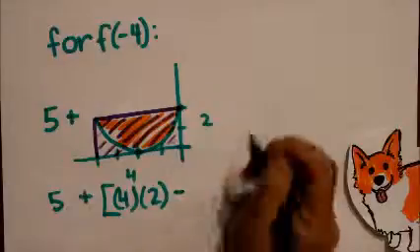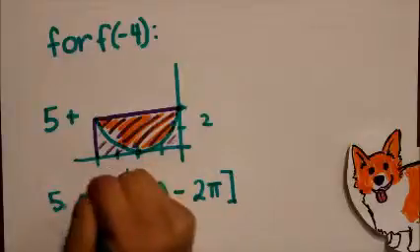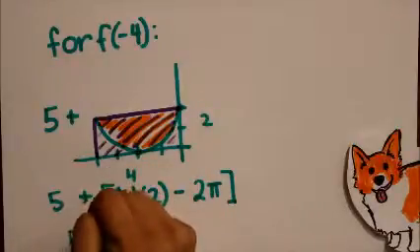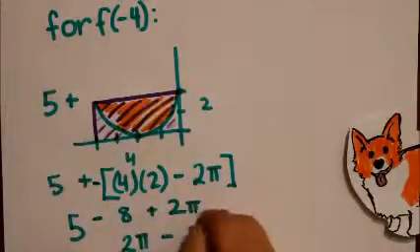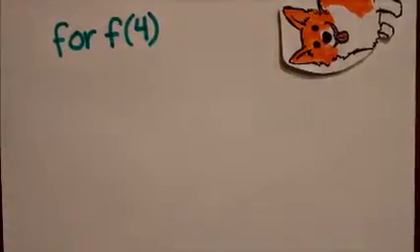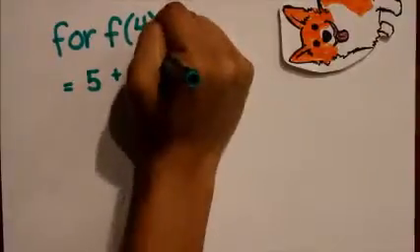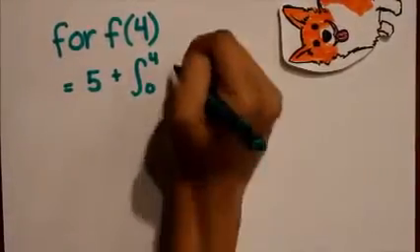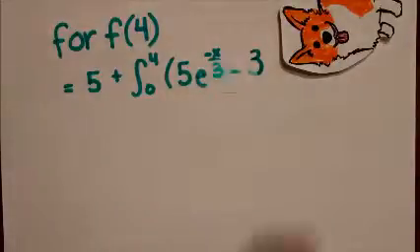Now let's do f of 4. This one is much simpler. F of 4 equals 5, the original amount, plus the integral from 0 to 4 of 5 times e to the -x/3 minus 3 dx. We can make u equal -x/3, so then when you take the derivative, du dx equals -1/3 dx, and then when you move 1/3 to the other side, it would be -3 du equals dx.